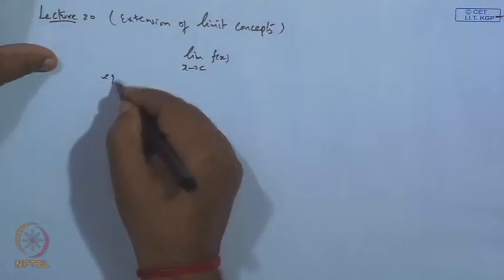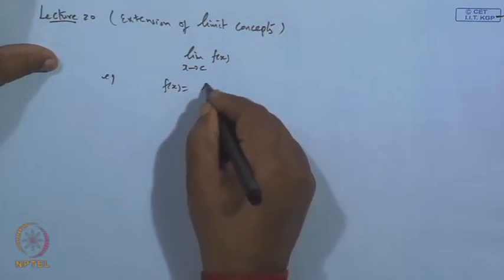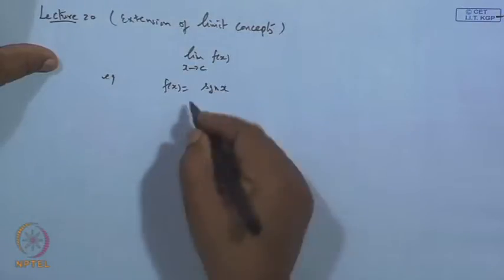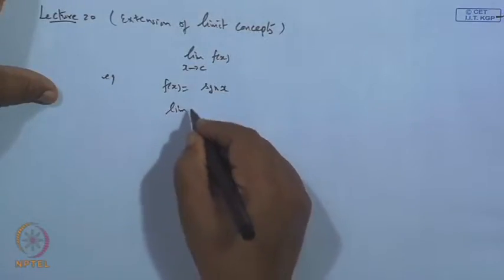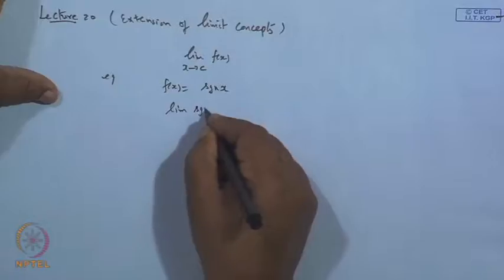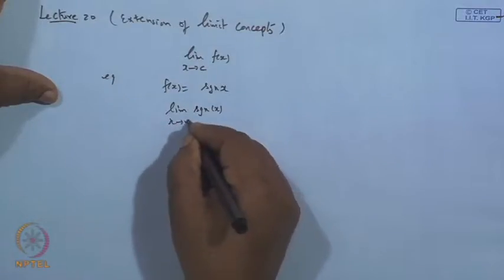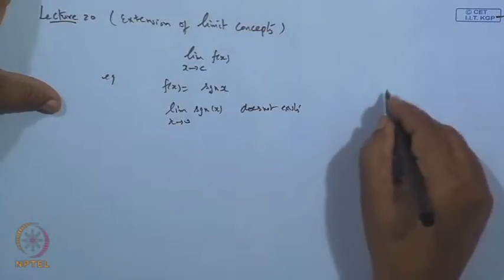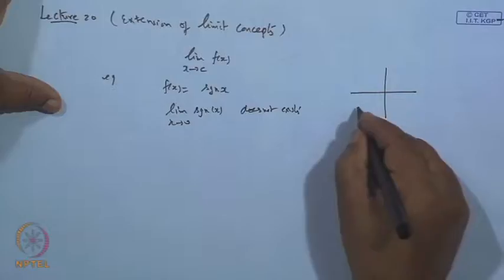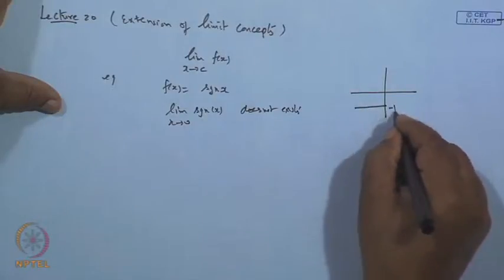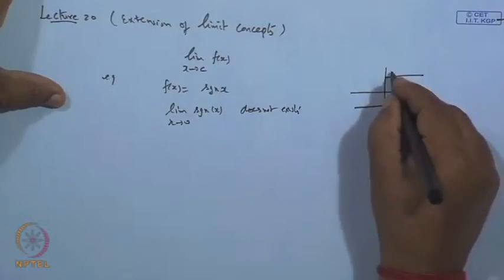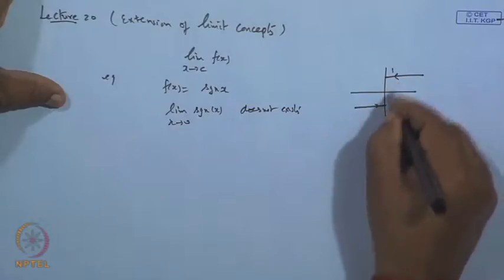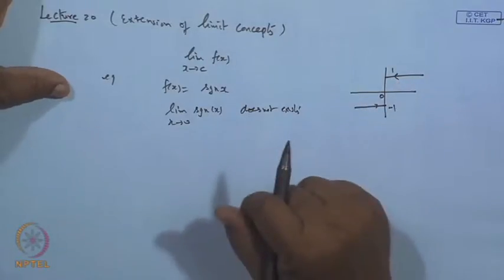For example, if we take the function f(x) as the signum of x, we have seen that the limit of this function when x tends to 0 does not exist, because the reason is very simple. When you take the left hand side, the limit approaches minus 1, on the right hand side the limit approaches plus 1, and at the point 0 it is 0.